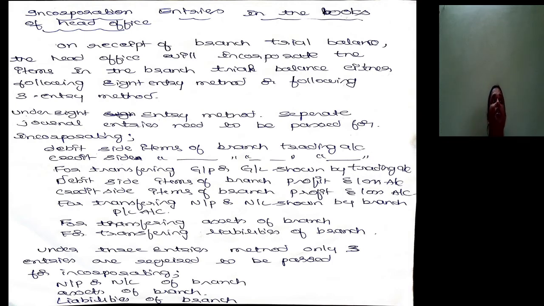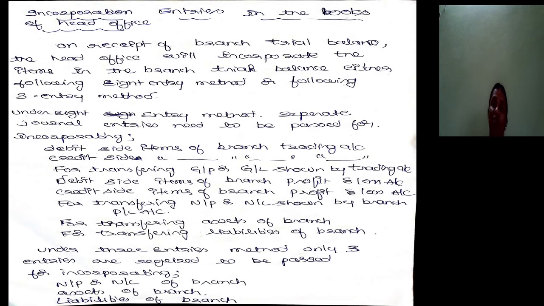I have already informed you that it's an independent branch. It maintains a full set of accounts and submits a trial balance at the end of the accounting year to head office. So whenever head office receives the trial balance, it should incorporate the items of the trial balance in its books. For such addition to its books, it needs to pass an entry. Such entry is known as incorporation entry.